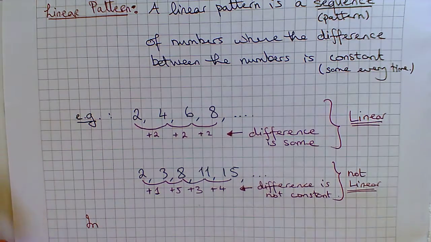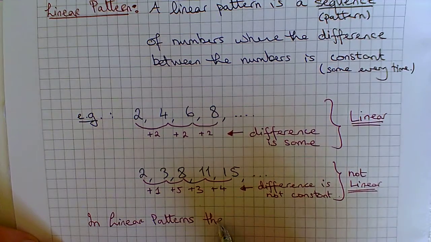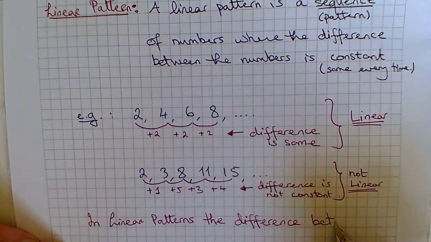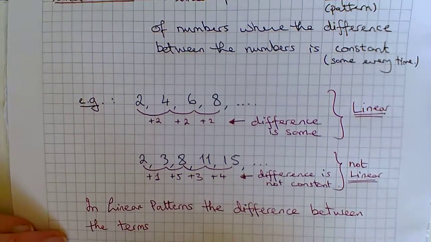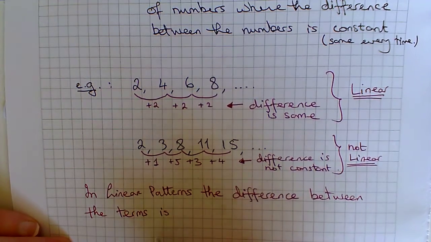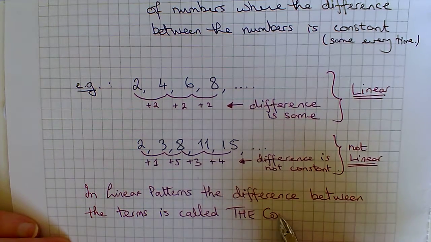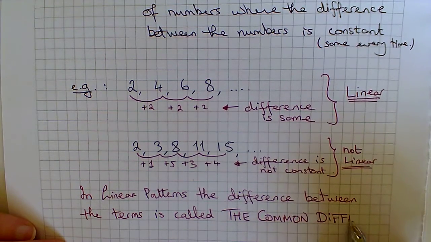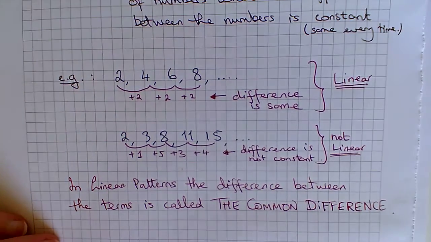So when we talk about linear patterns, the difference between the terms, which we've already seen must be the same every time, has a special name. It's called the common difference. And you do need to know that phrase and what we're talking about with linear patterns. When I talk about the common difference, what am I talking about?